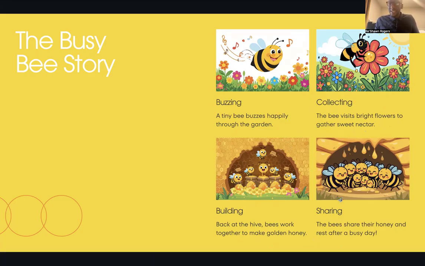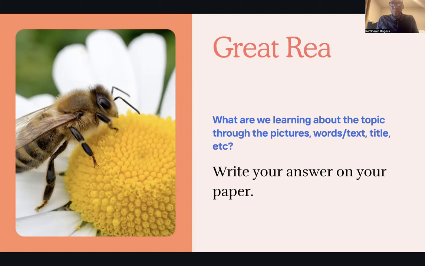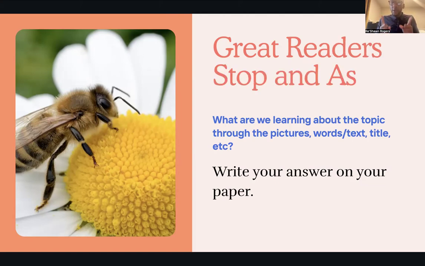All right, detectives. Remember, great readers and detectives ask themselves, what are we learning about the topic through the pictures, the words, the text, and the title? Your teacher is going to pass out a worksheet. You are going to use the pictures, the words, the text and the title to write a sentence. The main idea of the story is blank. Go.